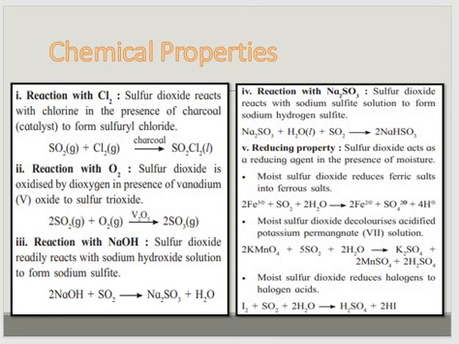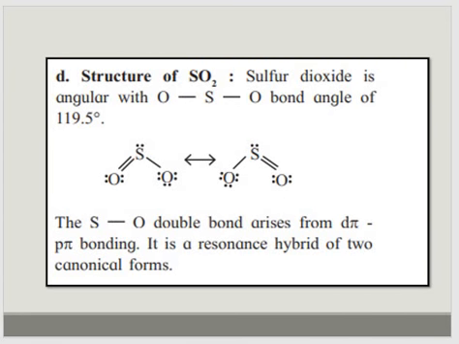Now, the next is the structure of sulfur dioxide. Sulfur dioxide is angular with bond angle 119.5 degrees. This angular structure looks like this, and these two are the resonating structures of SO2. The sulfur and oxygen double bond arises from d pi and p pi bonding. It is a resonance hybrid of two canonical forms.